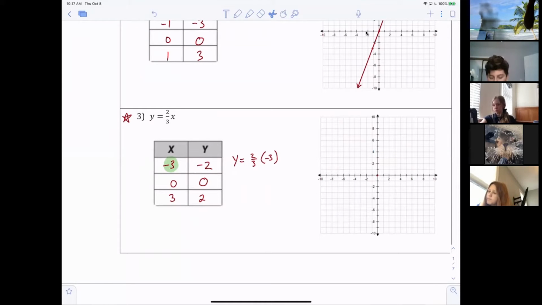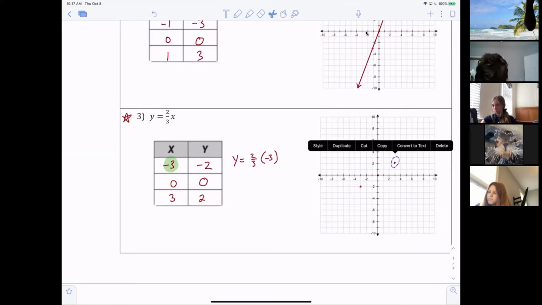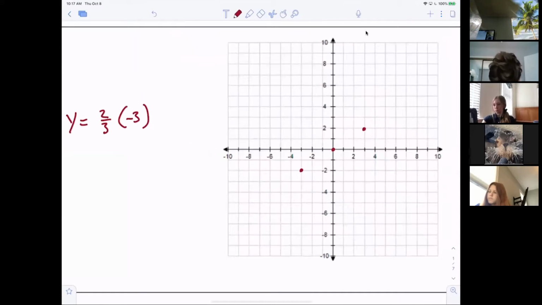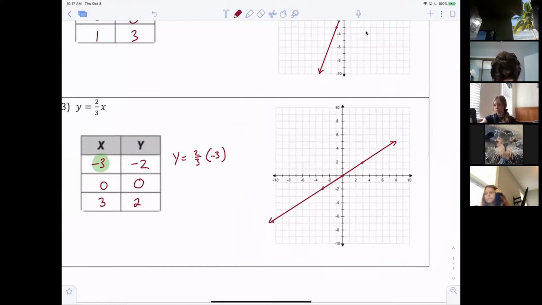I'm going to plot -3, -2. Then I'm going to plot 0, 0. And then I'm going to plot 3, 2. And then we're going to graph that. All right, anybody have any issues with that? Not too bad, right? Not bad at all.